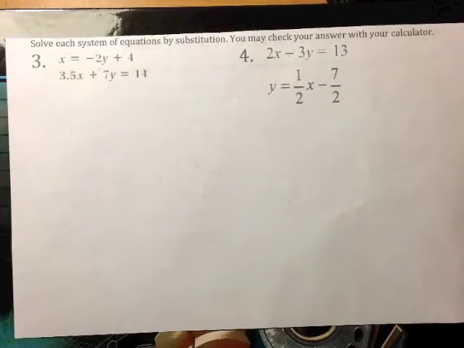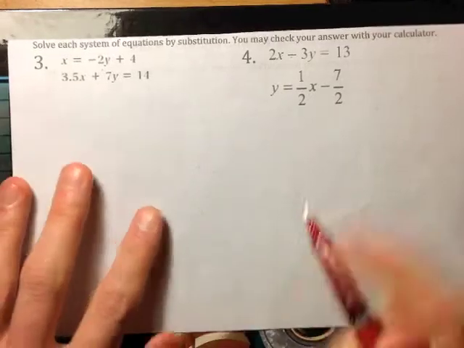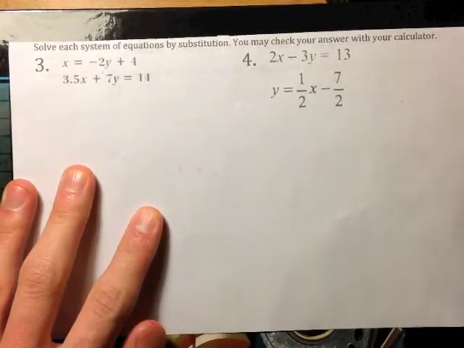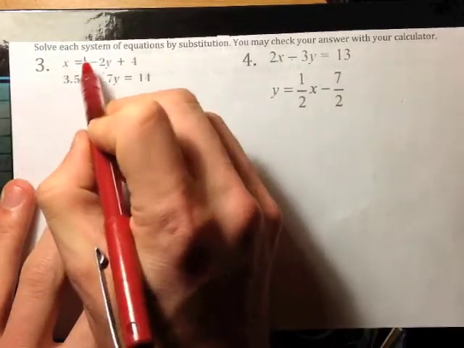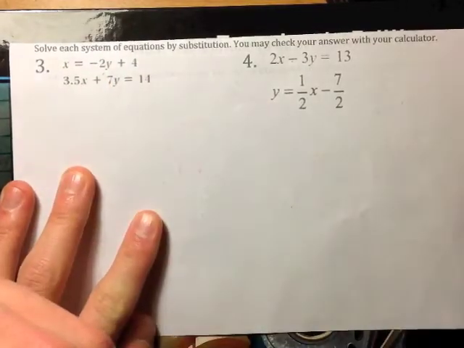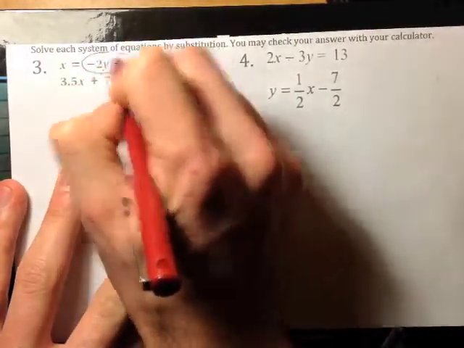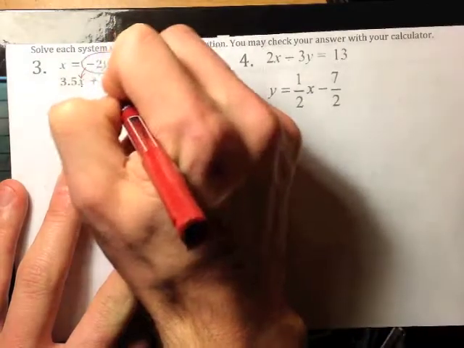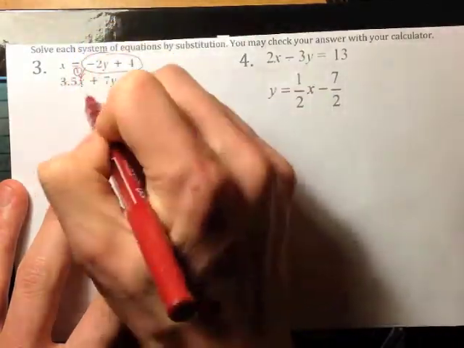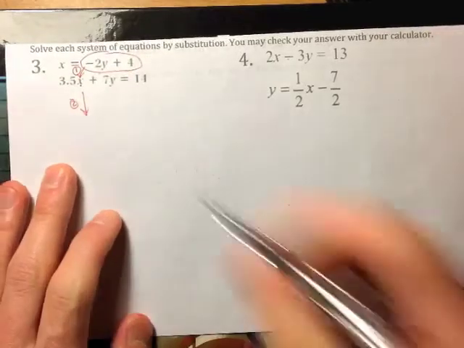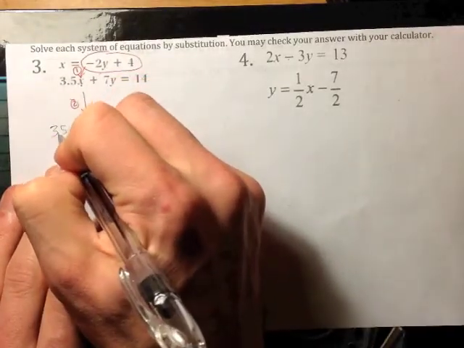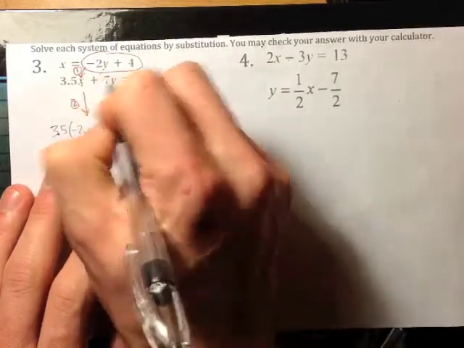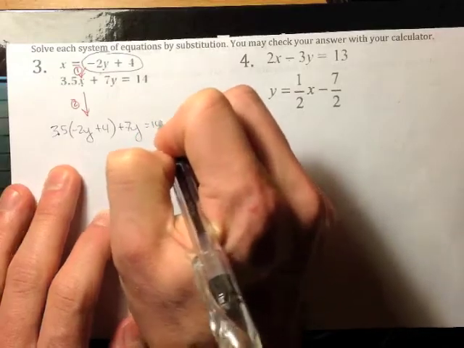Alright, let's do problem number 3. Now, problem number 3, neither equation is solved for y. Neither equation could be easily solved for y, but look at the first equation here. X equals. The first equation is solved for x, which means I can just take all of this and plug it into the second equation where I see x now, okay? Not where I see y, but where I see x. So that's my step 1. My step 2 is to replace the x in the second equation with negative 2y plus 4, and then plus 7y equals 14.